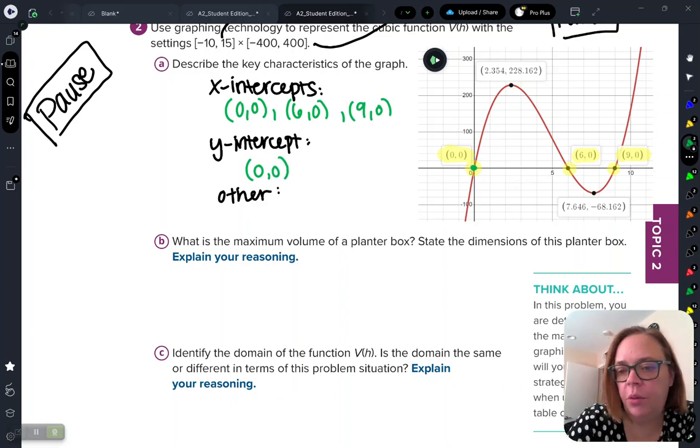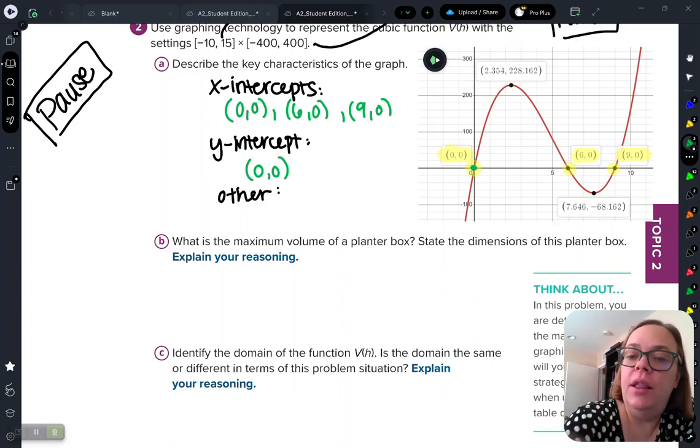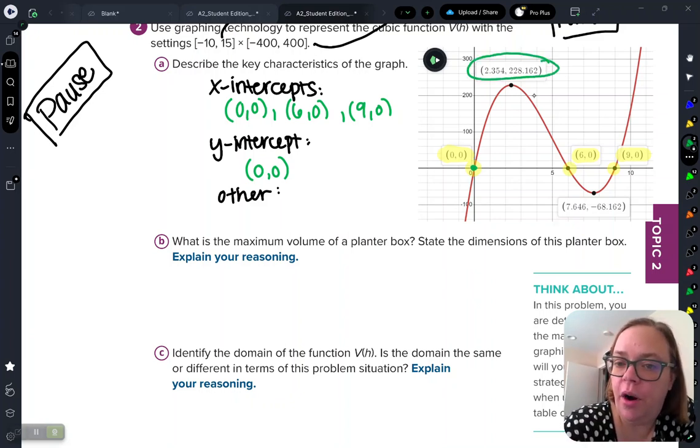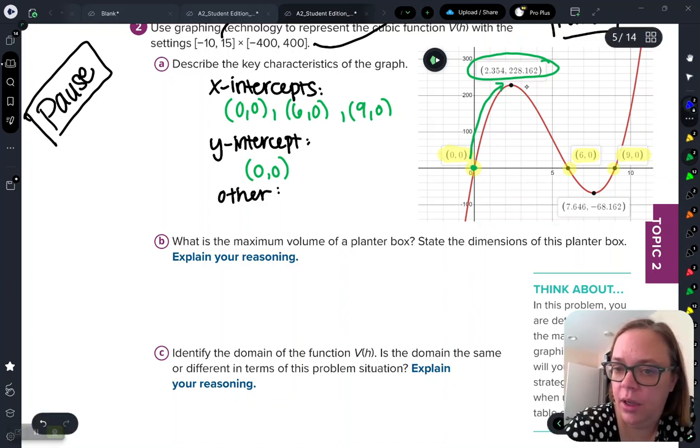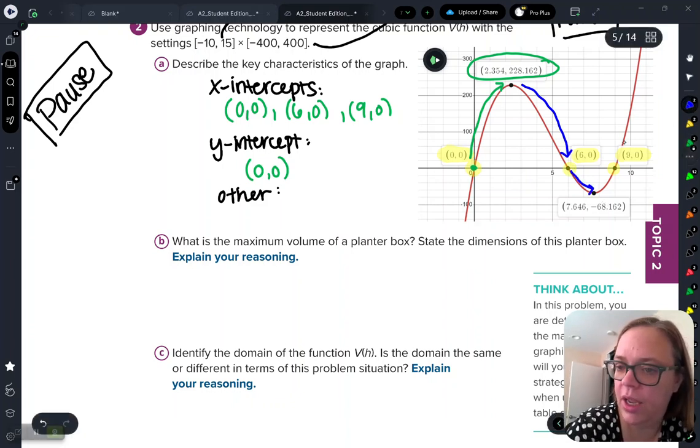And some other really important points, you'll hopefully notice when you're in Desmos, there's some gray dots that you can click on. The gray dots indicate that it is an important point to the graph. This point right here is the highest part of this little hill. So we can see that it is increasing to that point. The volume is increasing. Then it starts to decrease on the way down. And then at this point, it starts to increase again.